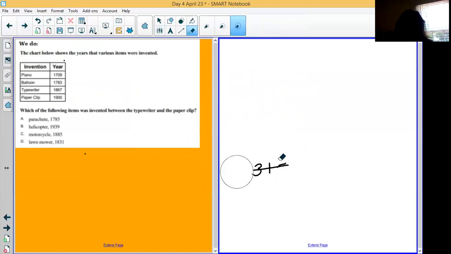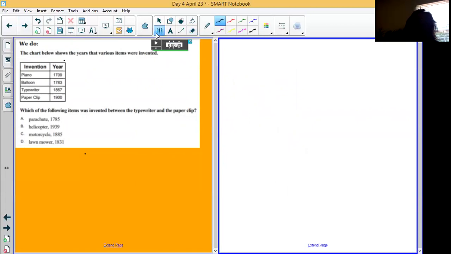All right, let's go to your first we do. The problem reads, the chart below shows the years that various items were invented. The inventions are, the piano was invented in year 1709. The balloon was invented in year 1783. The typewriter was invented 1867, which you may not even be familiar with what a typewriter is, but ask your parents, they should know what it is. Paperclip was invented in 1900. Here's my job. Which of the following items was invented between typewriter and paperclip?